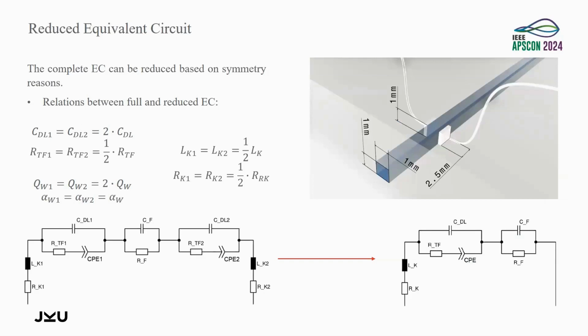So because of symmetry, because we want to fit it later so it gets easier, we can reduce the equivalent circuit. Of course, the inductances and the resistivity of the wire are in series, so we can combine this. On the right-hand side, you see only one of that with the relations between the full and the reduced equivalent circuit. For example, RK1 is the same as RK2, of course, because we say it's symmetric, and this is 0.5 times RTK. So the fluid capacity and fluid resistivity doesn't change by converting the equivalent circuit, but the Randles circuit changes, and also the relations of the parameters between the full and reduced equivalent circuit for the Randles circuit is shown here.